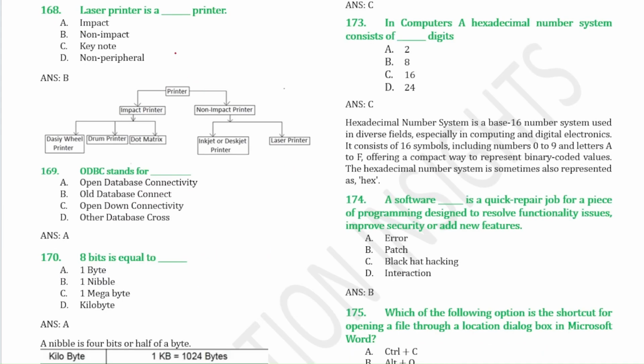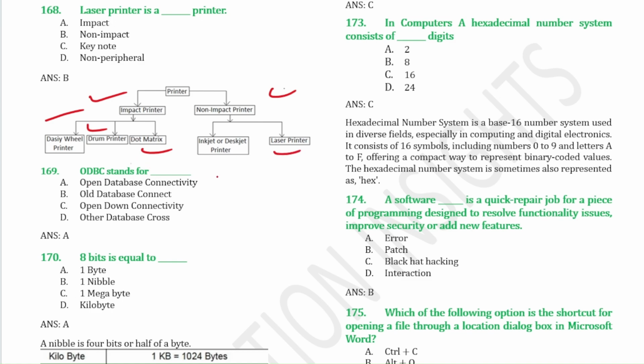Laser printer is a dash printer. So laser printer is a non-impact printer. So printers are classified into impact printer and non-impact printer, right? And under impact printer, there is daisy wheel printer, drum printer, and dot matrix. And then under non-impact printer, there is inkjet or jet printer and laser printer.